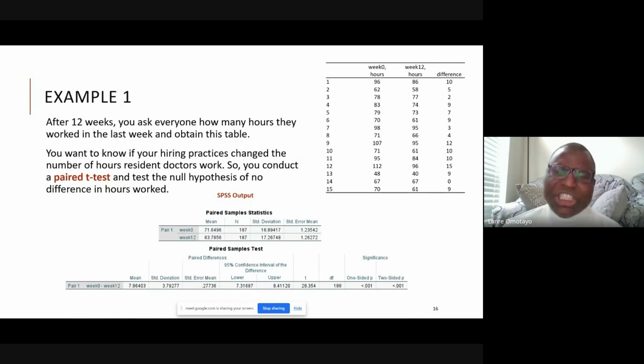So, in the short run, people would say that we are 95% confident that people worked less in week 12, or people worked more in week 0 before hiring, by between 7.3 to 8.4 hours.